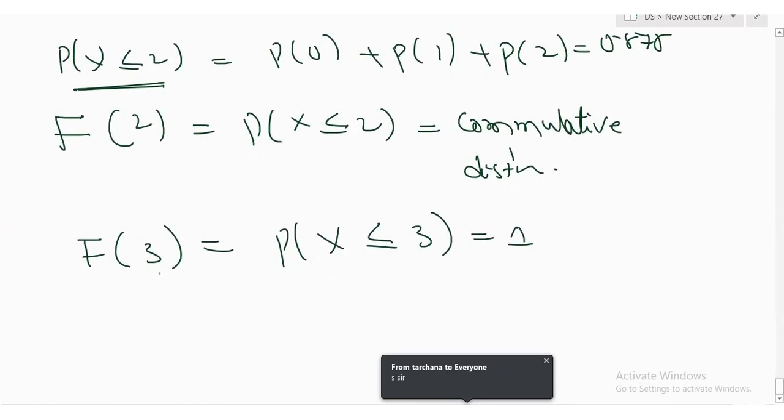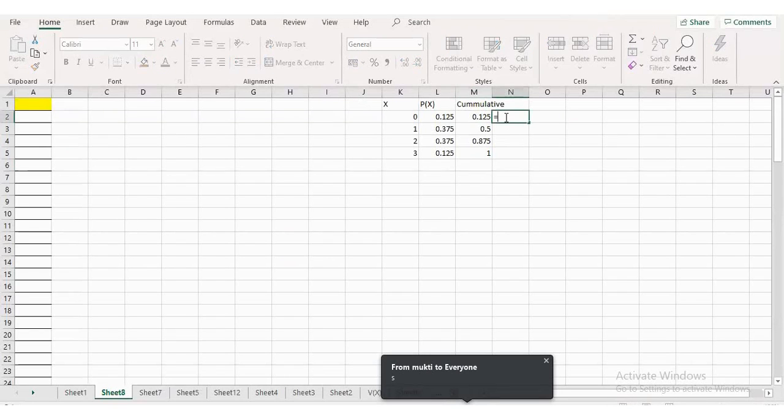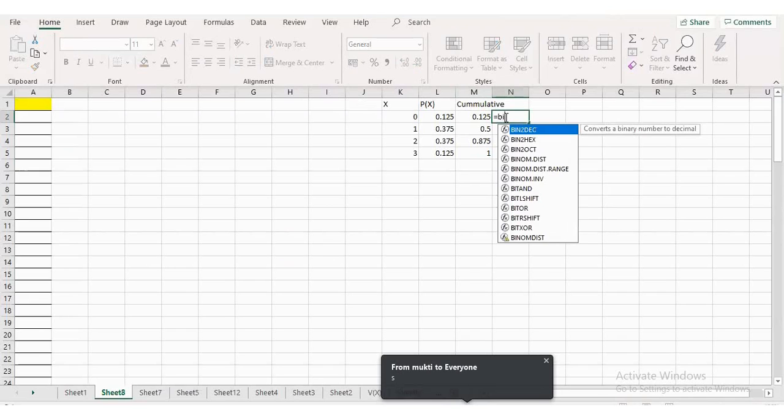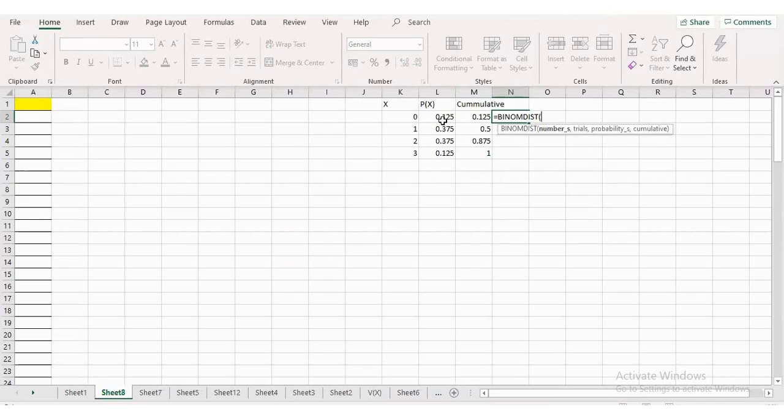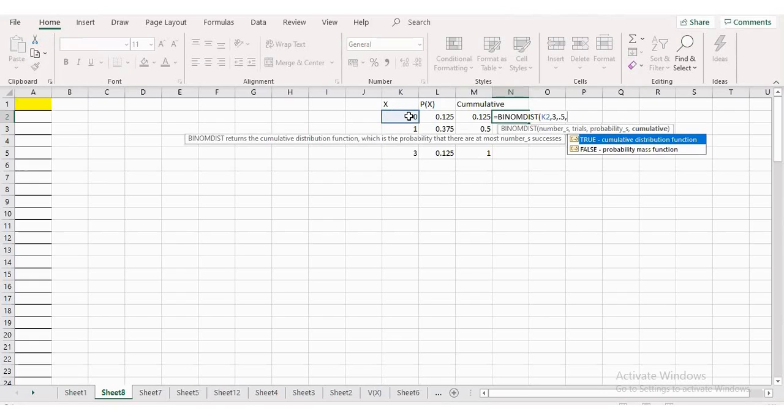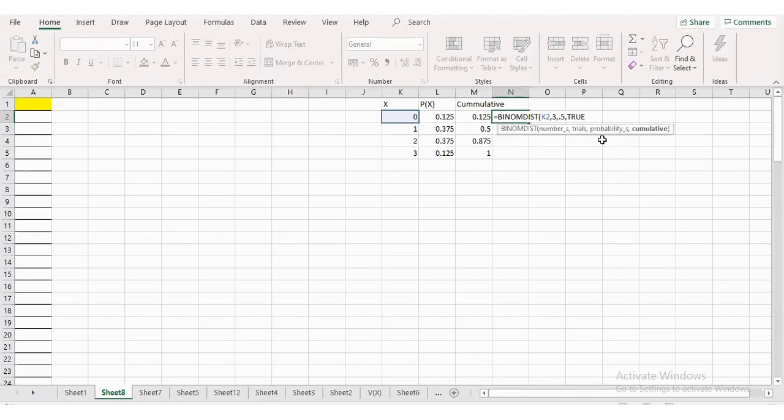Okay. So F of 3 stands for the cumulative distribution. The function here, binom based. What is this? This one, comma 3, comma 0.5. Probability of getting that. And this time I am asking to calculate the cumulative. No need for me to add with a paper and pen.